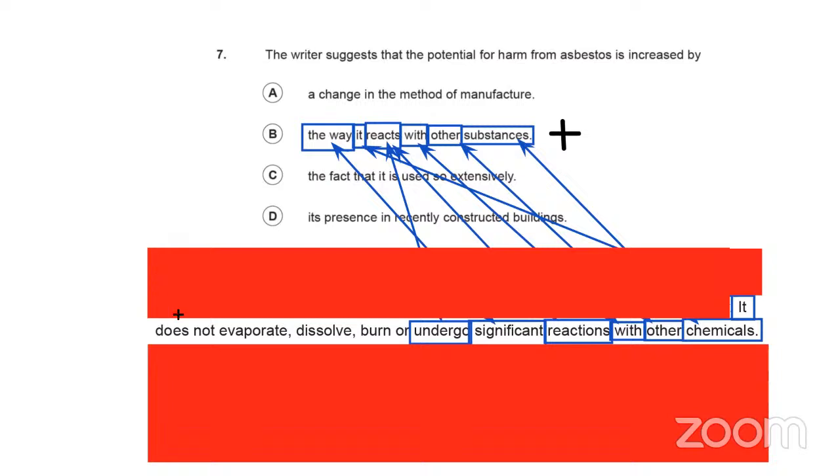No problem. Now, this is a negative sentence. Why negative sentence? Because there is the word not. Evaporate, dissolve, burn, or: this is not needed now. We don't want these things, so we'll hide this information. So, it does not undergo significant reactions with other chemicals. Not is there, so that's why this is a negative sentence.